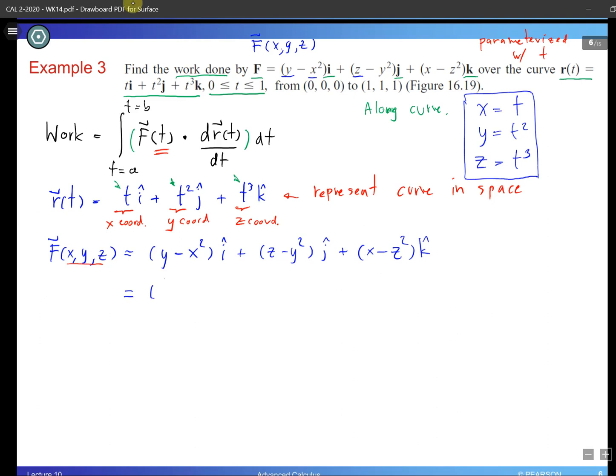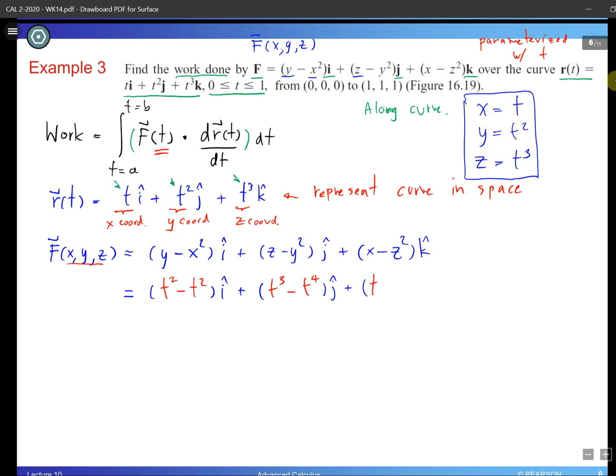So new terms, t squared minus x squared, x equal to t, so we have t squared right here. Alright, so that is the first component in terms of t. Now z equal to t cubed. So new terms, t cubed minus y squared, y equal to t squared. So we have t to the fourth right here. Alright, and that is the second component, j.